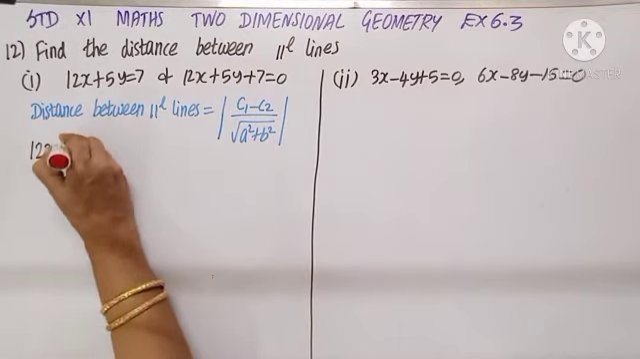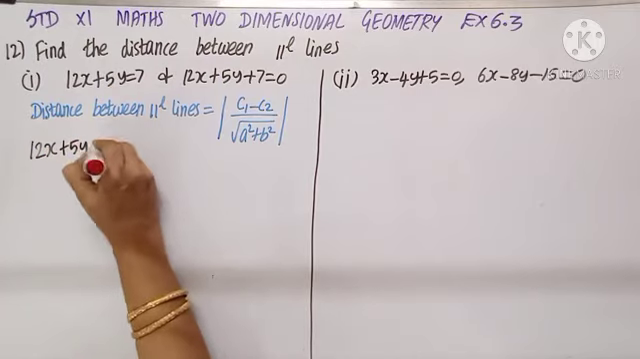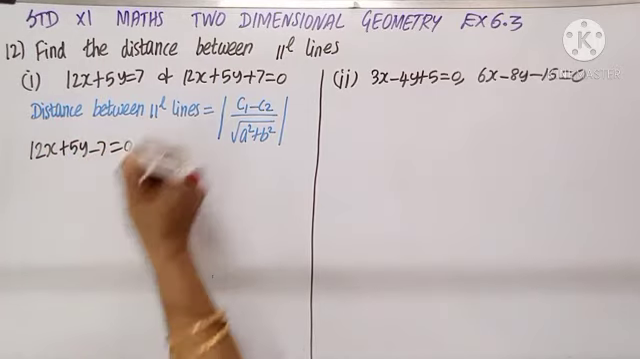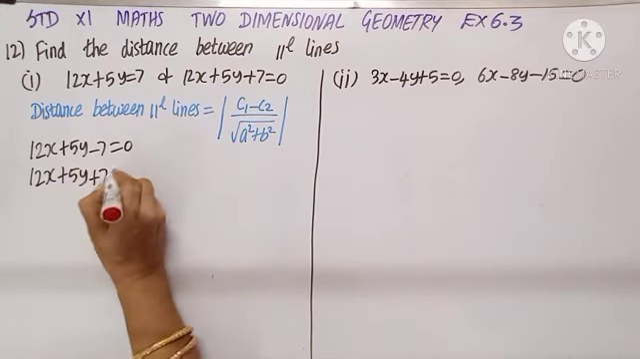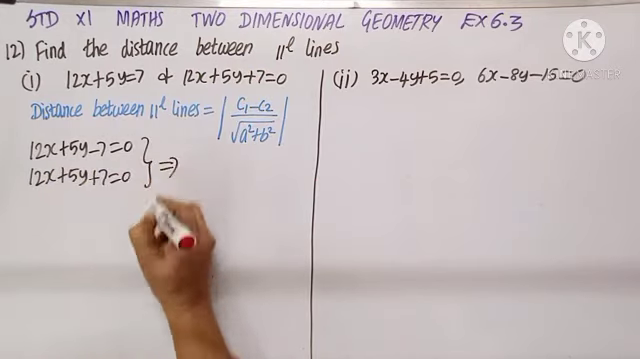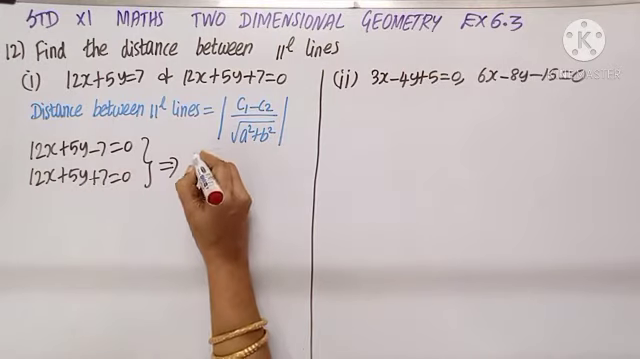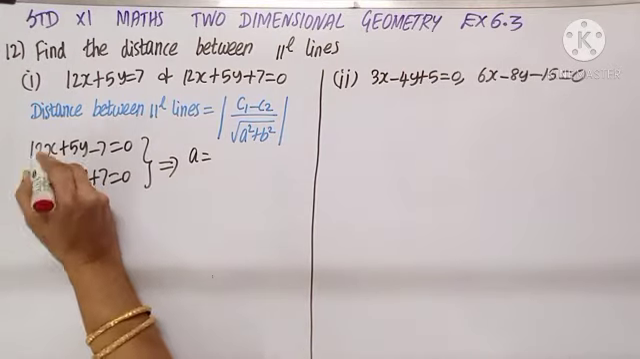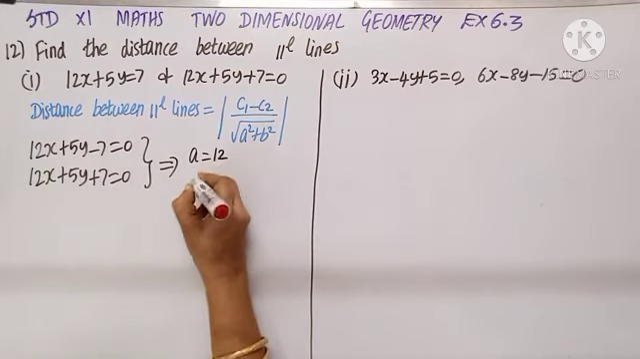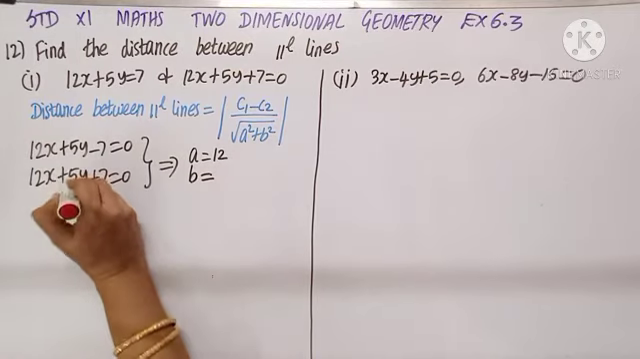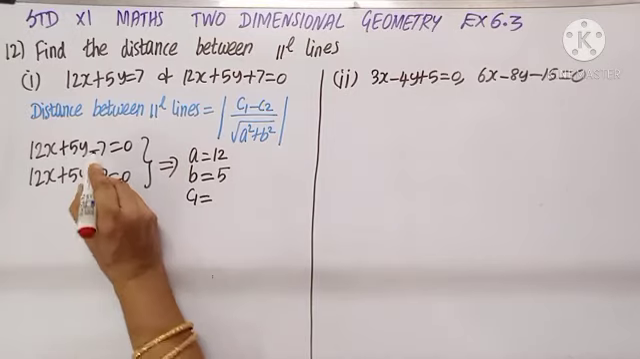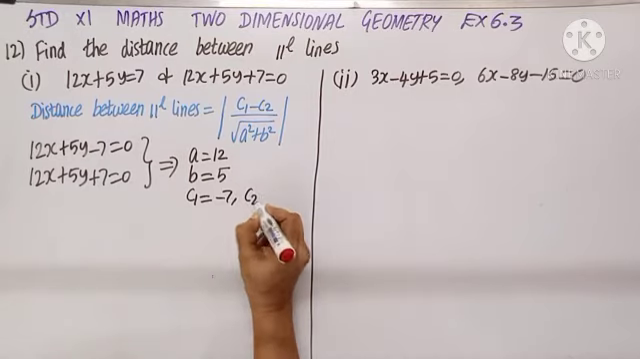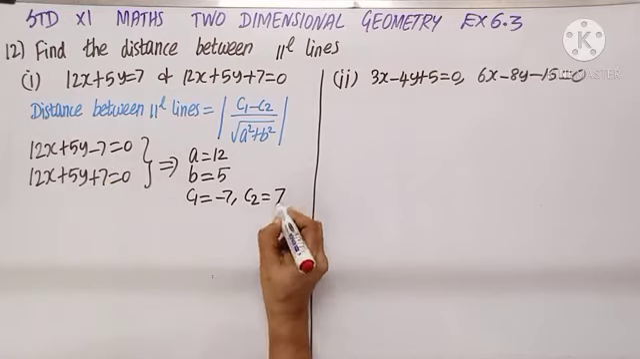12x plus 5y minus 7 equal to 0. Another equation, 12x plus 5y plus 7 equals 0. Compare. A is the same coefficient of x, that is 12. B, the same coefficient of y, that is 5. C1 is the first constant, C2 is the other constant.